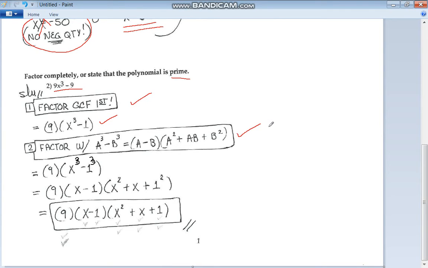Now, here's the formula we're going to use to factor the difference between two cubes, x cubed minus 1 cubed. Applying that formula, we bring down the 9, then we have the first part of the formula, x minus 1, times the second part of the formula, x squared plus x plus 1 squared, and then the total answer is in the box. Now let's move along to the next question.